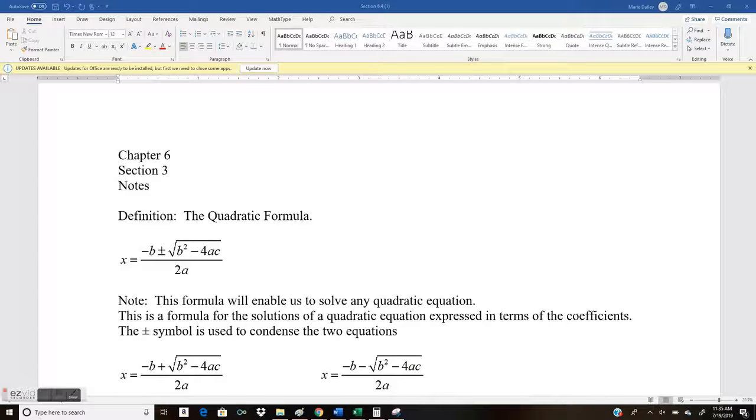Here are a few more examples from section 6.3 using the quadratic formula. Now remember, this can be used to solve any quadratic equation.